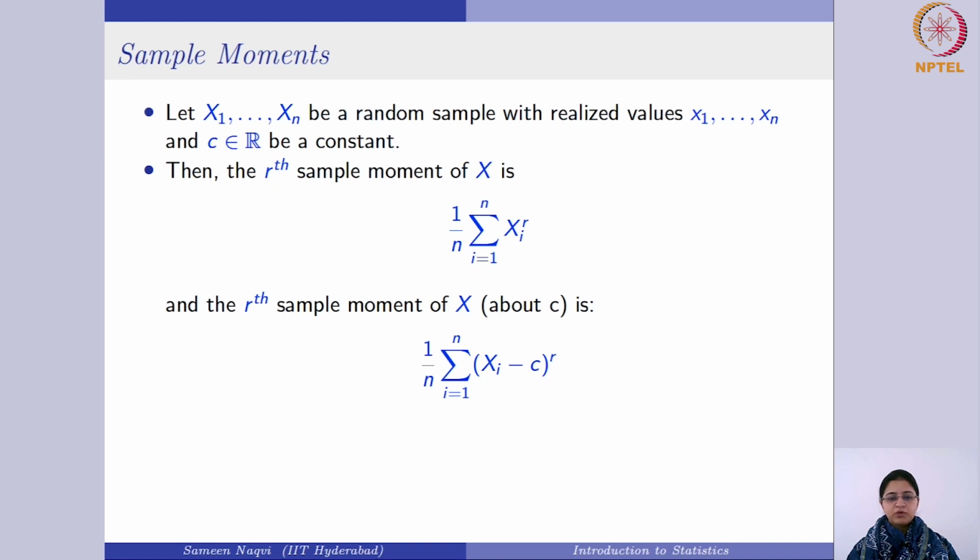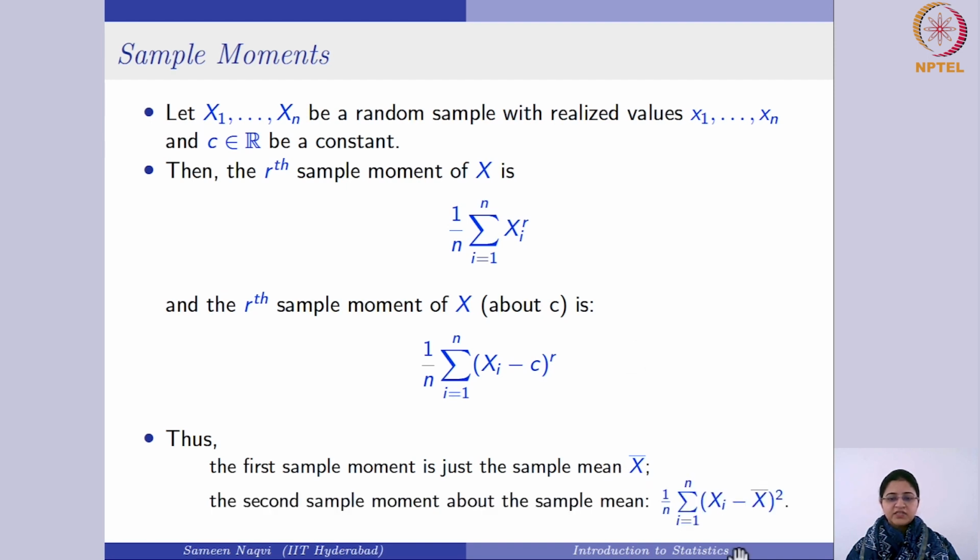And if it is about a point, then you simply subtract that point. So you are looking at the distance of each observation from that point, raising it to the power r and summing up all the observations, that is i from 1 to n. Thus, the first sample moment would just be the sample mean because r would be 1 in that case. And the second sample moment about the sample mean, if you substitute x bar, would be 1 over n summation xi minus x bar whole square.